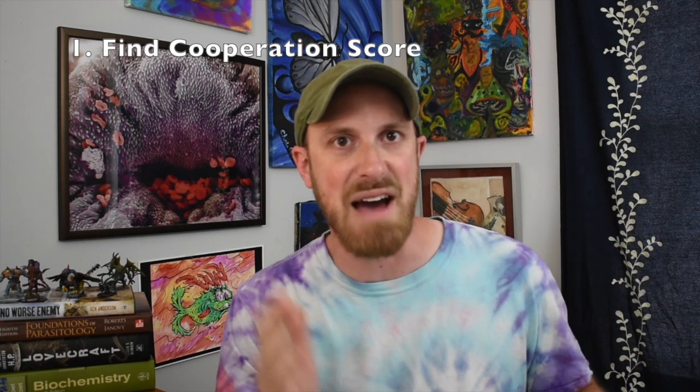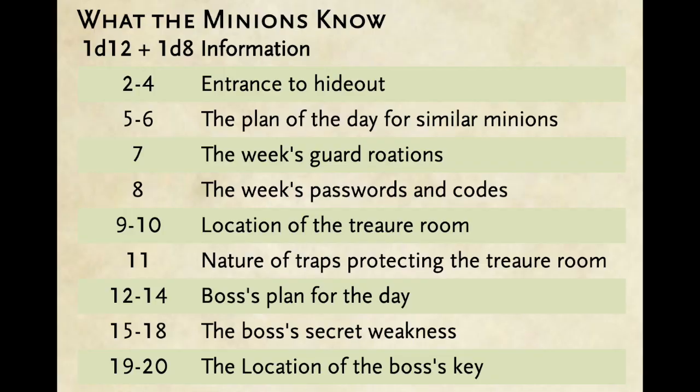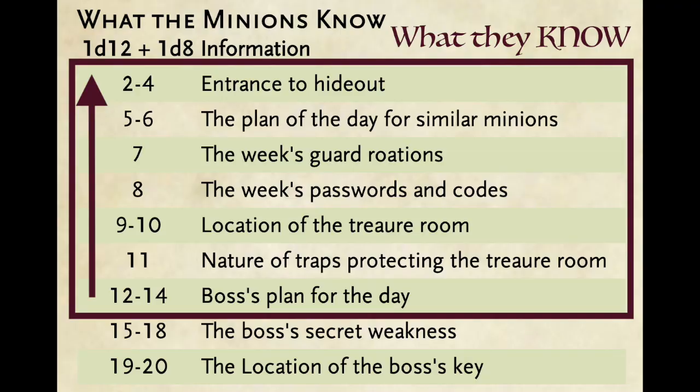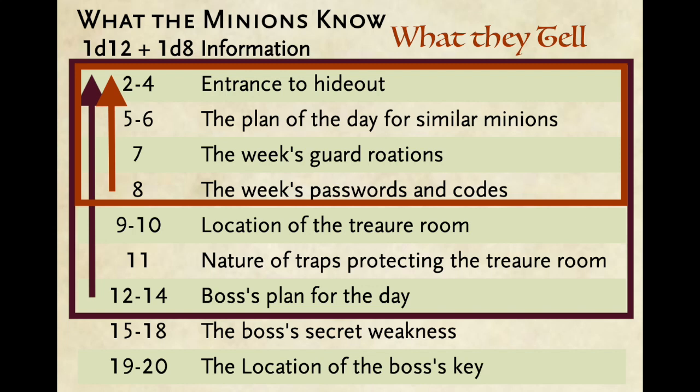So some of you folks can probably already guess where I'm going with this. We're gonna use the loyalty rules and reskin it as cooperation. A minion will start with a cooperation score equal to half the highest party member's charisma. The next thing you're gonna do is roll on the what the minions know table. It's probably best to make a new table for each adventure, but I'll link this generic one in the video description below. So here's the key bit. The minion knows everything equal to the result or lower on the table, but they will only reveal information if their cooperation score is equal to or lower than that information.